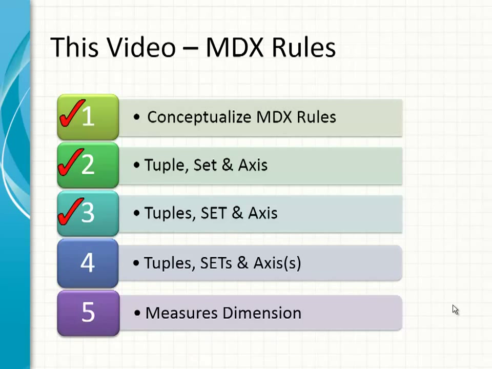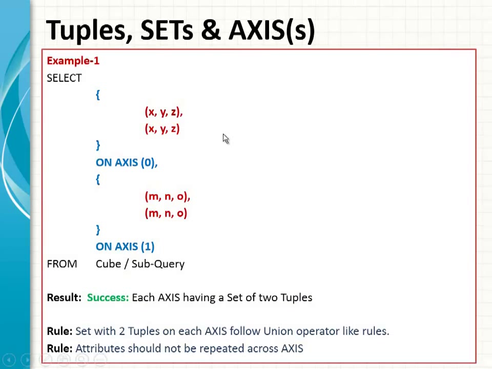After looking at examples where we have multiple tuples, a set and an axis, now we'll see these MDX rules in MDX queries having multiple tuples, multiple sets and axes. The example that we see on the screen has two axes and each axis having a set of multiple tuples. On axis 0 there's a set of two tuples and each tuple is using elements xyz, xyz, and then on axis 1 it has again two tuples, each one using attributes MNO, MNO. As you can see, whatever we have seen so far from the rules, it's not violating the union operator like rules, so the result is successful.